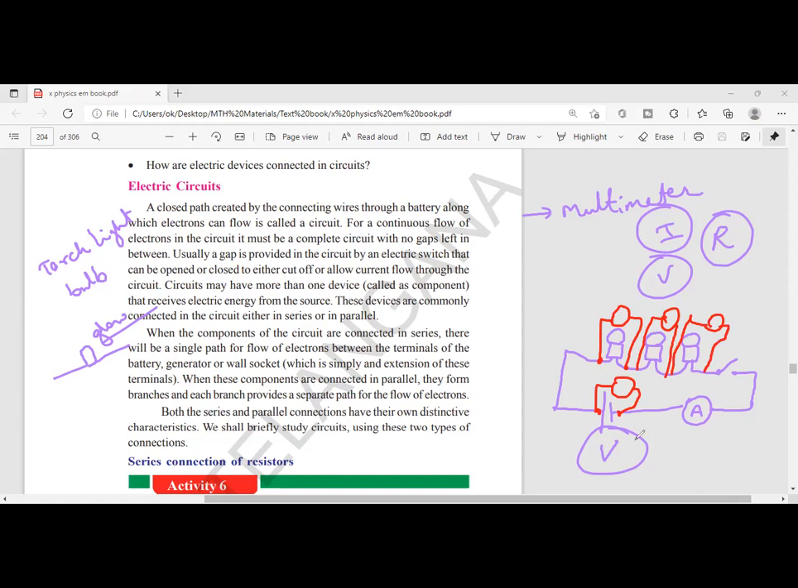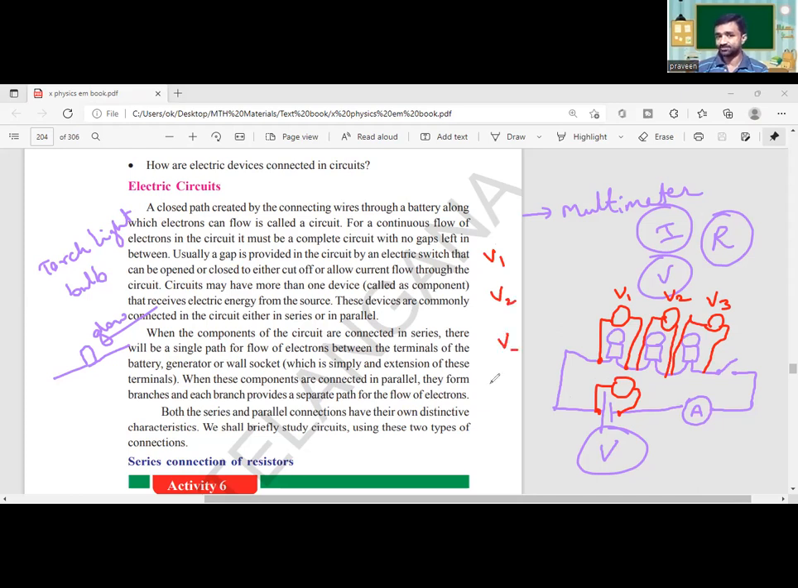So here you can connect and measure the voltages across each bulb and note them down as V1, V2, V3, individually. So here the voltages are measured as V1, V2, V3, and compare with the voltage of the battery after switching off, right? So individually, the voltages across the bulbs are measured as V1, V2, and V3.